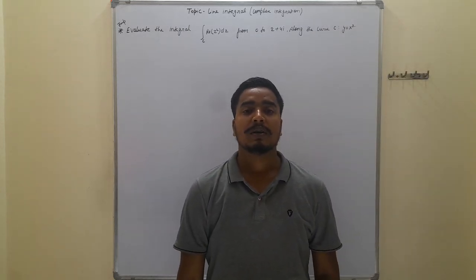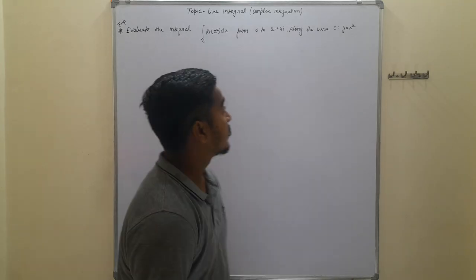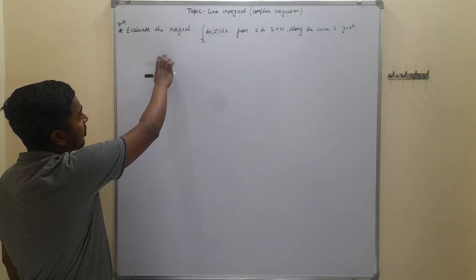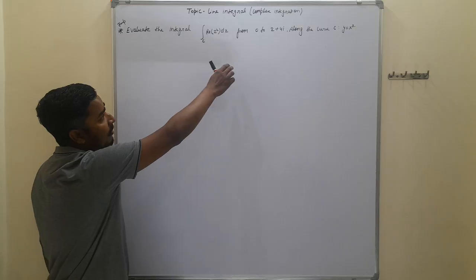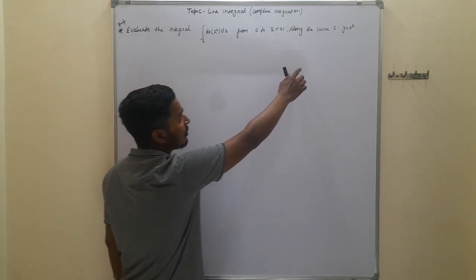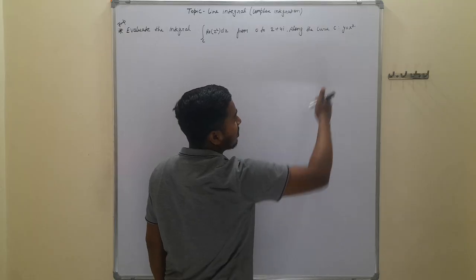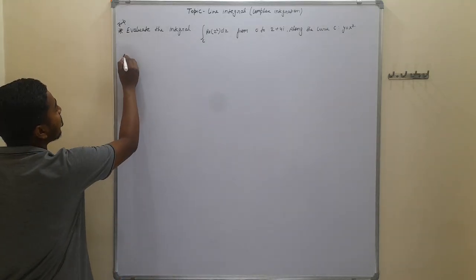Hello everyone, myself Hans. Today we are going to discuss the problem of complex integration from the topic line integral. The question is: evaluate the integral, closed integral, real part of z square dz, from the limit 0 to 2 plus 4i, along the curve C, and the curve is given by y is equal to x square. Let's solve the problem.